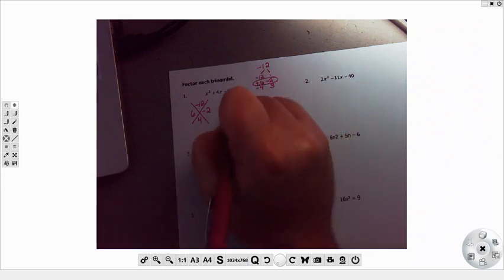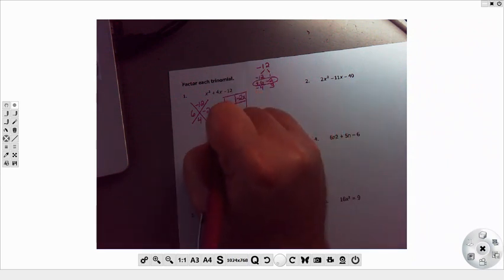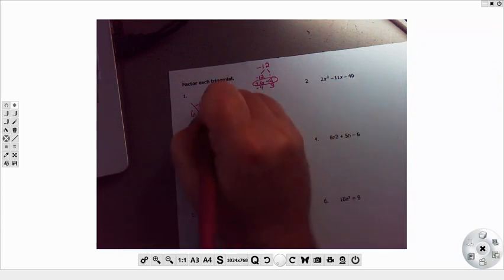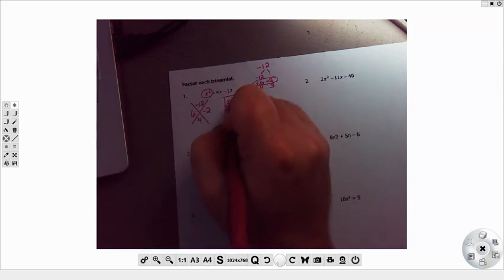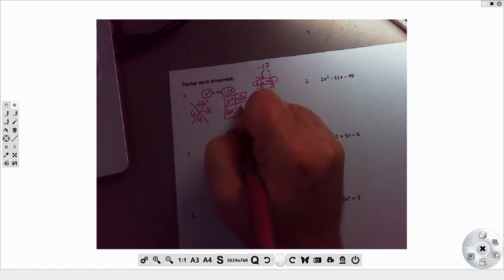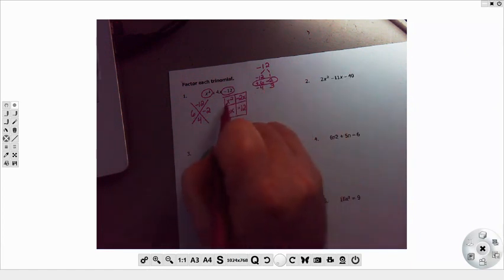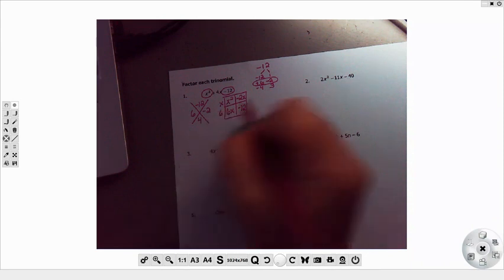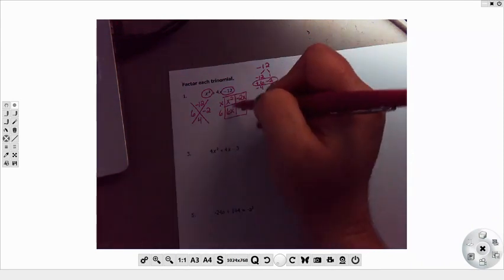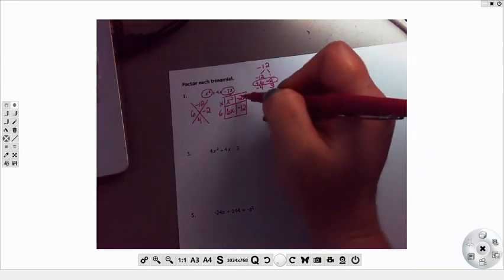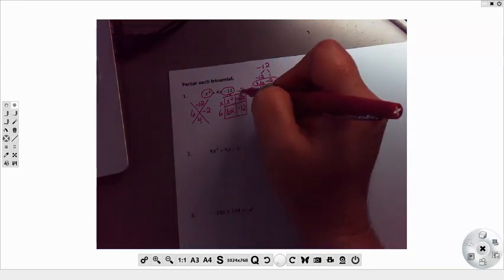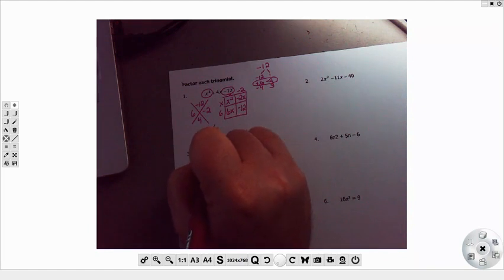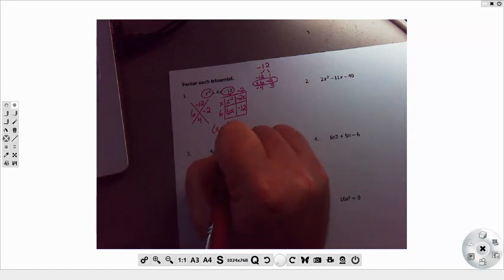So now I know this has to be negative 2x. This has to be 6x. I take my first term and put it in the top box, my last term and put it in the bottom. All right, so now let's think across. If I were to think about this, the only thing they have in common is an x. Here, the only thing they have in common is a 6. If I go down, the only thing they have in common is an x. This way, they have a negative 2. So my factors would be x minus 2 and x plus 6.